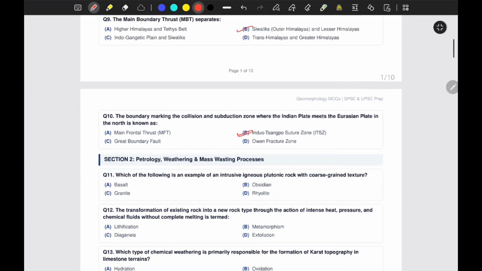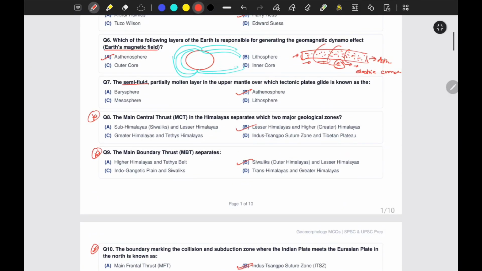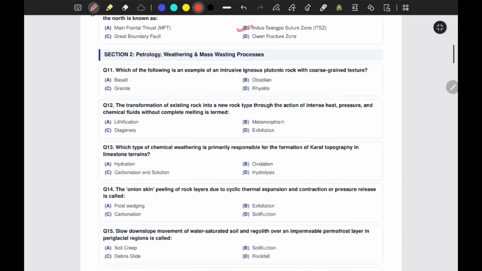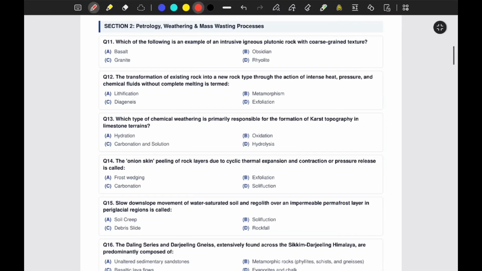See, this becomes an important question because related to this question, recently there were questions asked in SPSC examinations, okay. So moving on to question number 11. Which of the following is an example of intrusive igneous plutonic rock with coarse grain texture? Okay, so this is quite a specific question. Is it basalt, granite, obsidian, or rhyolite? The correct answer is granite, okay.